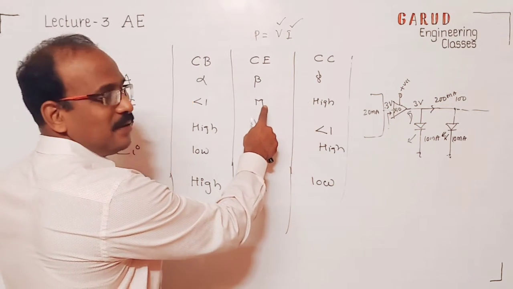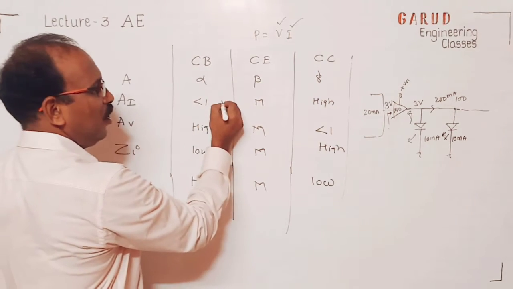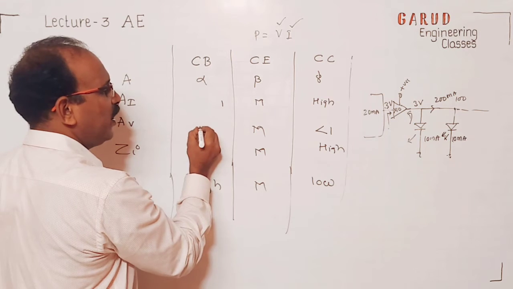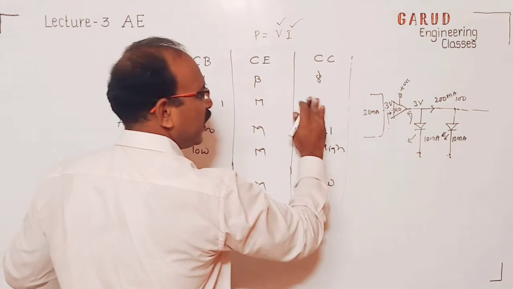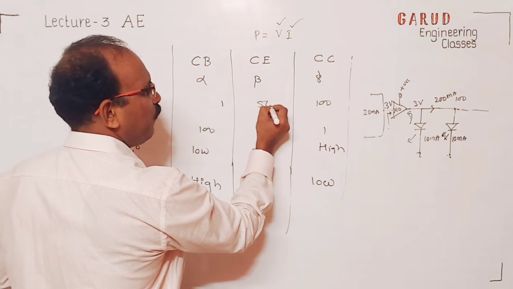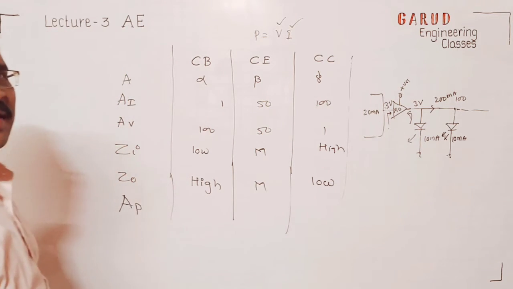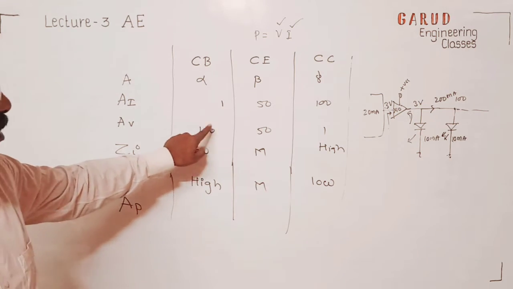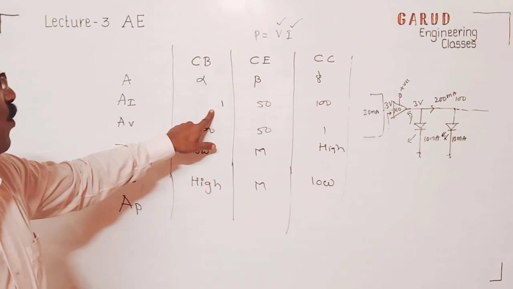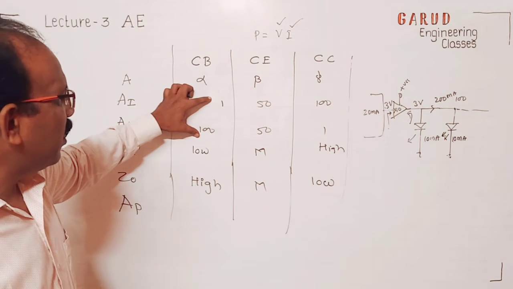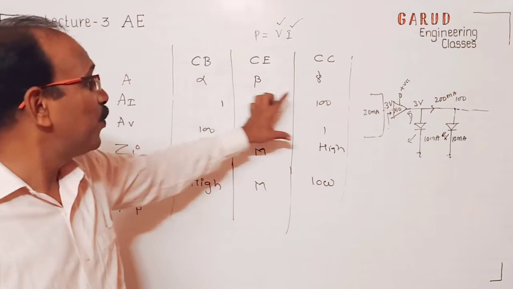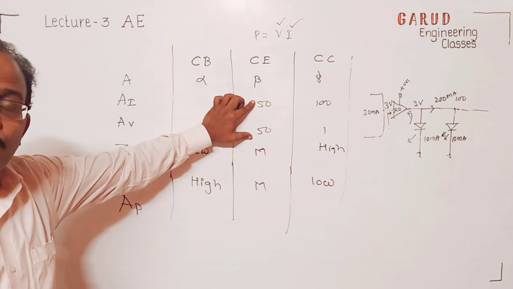See, but here, take one example, 1 into 100. Here also you take 100 and 1. And here you take 50 into 50. Which one is greater? Here it is high, it is medium, here it is low. Correct? But when we consider power, 100 into 1, 100 watt. Here power 100 into 1, 100 watt. What about 5 into 5? 250 watt.